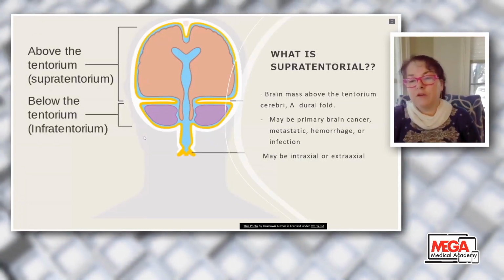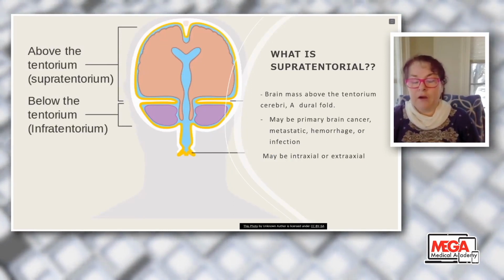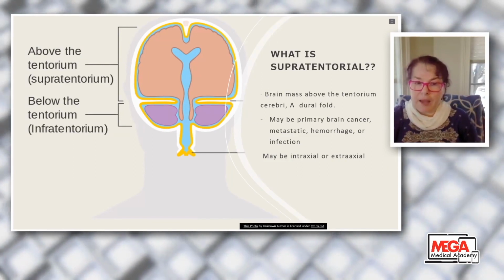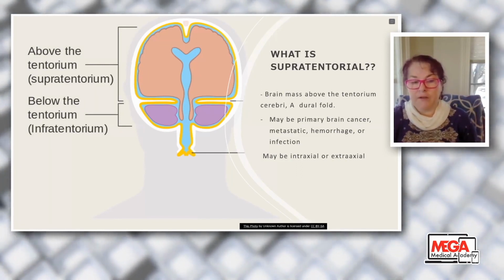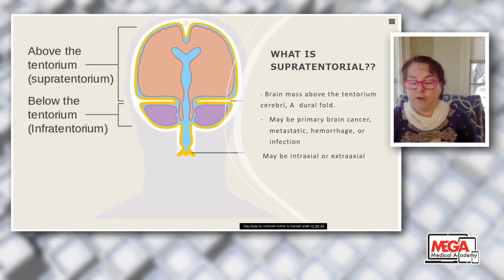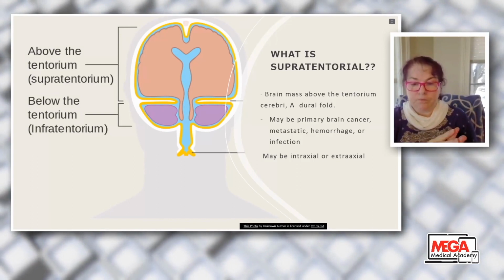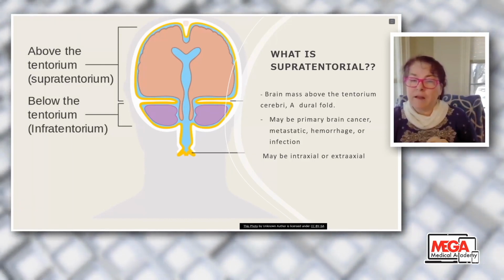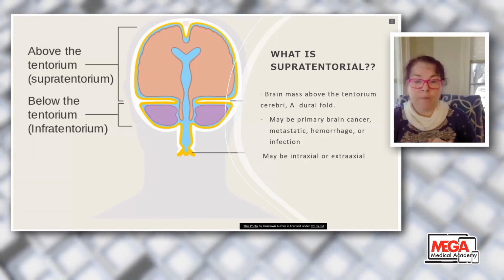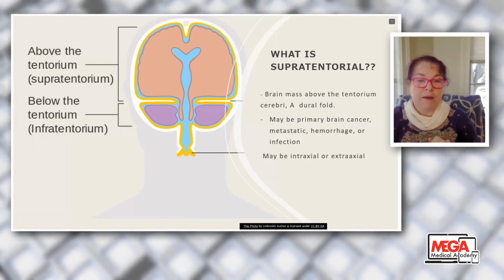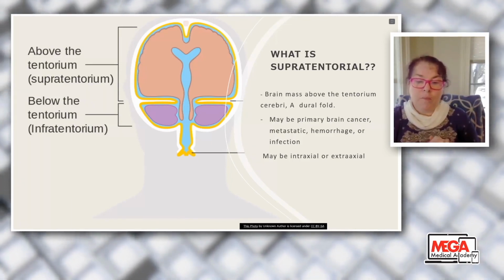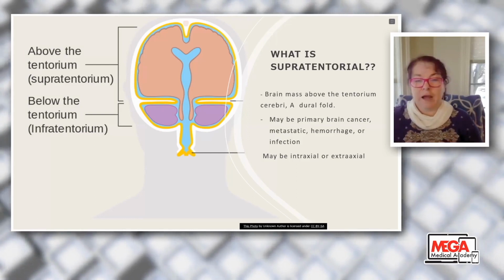So what is supratentorial? That is the area of the brain that is above the tentorium. Here's a schematic picture. Most of the brain is actually above the tentorium. Below the tentorium is going to be your brain stem and your cerebellum. Things that may go wrong in the supratentorial area of the brain can be a primary brain cancer. You may have metastatic brain cancer, a hemorrhage, an infection, and these all may be intraaxial or extraaxial.